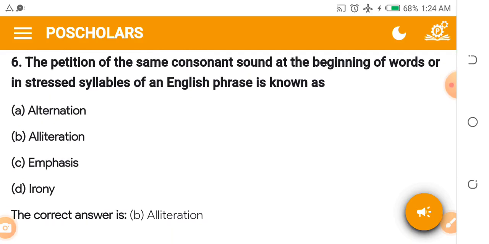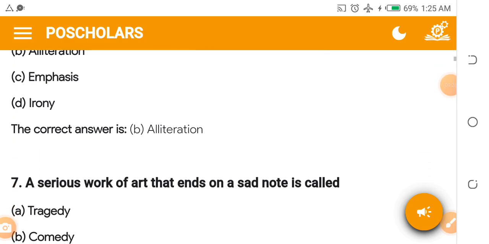The repetition of the same consonant sound at the beginning of words or in stressed syllables of an English phrase is known as dash. A. Alternation. B. Alliteration. C. Emphasis. D. Irony. The answer is alliteration. If I were you, I would write it down and eat it up. That is, dig deeper.